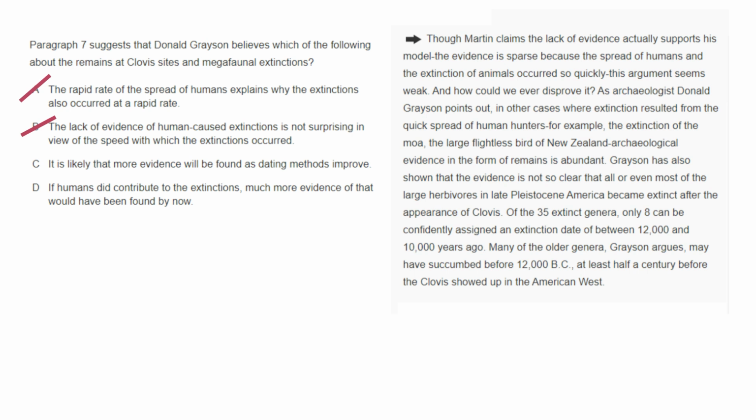In the years since, few additional mammoths have been added to the list. In fact, Grayson does not believe that more evidence would be found since he rejects the overkill hypothesis. D. If humans did contribute to the extinctions, much more evidence of that would have been found by now. D is what we are looking for. The answer is D.